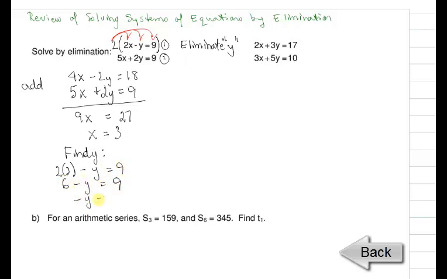So negative y equals 3. I don't want negative y, so I'm going to multiply through by negative 1. Negative 1 times negative y is y, and negative 1 times 3 is negative 3. And remember, your solution for a system of equations is an ordered pair on a graph. So your solution is 3 and negative 3.